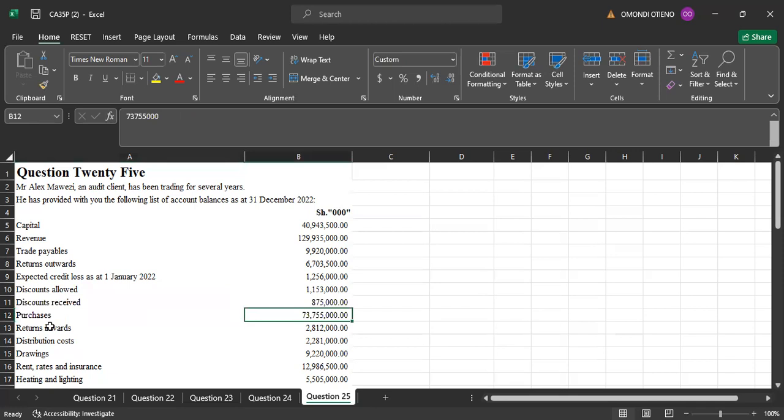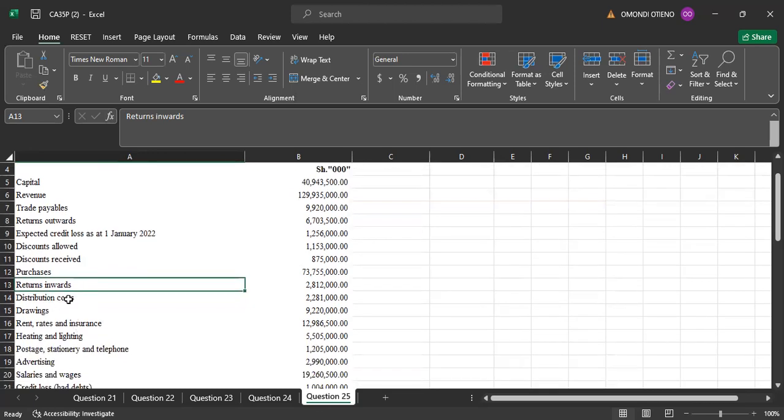Then we have returns inwards. Your customers have been able to buy goods from you, but in the process, you did wrong packaging. You gave them the wrong item in terms of brand. So they have to return it back. When they bring it back, it also reduces the value or the total amount of sales.